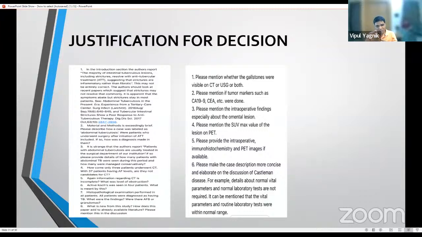In the other one, you can see the reviewer has raised some concerns: to provide the PET image, to provide better image quality, to provide the immunohistochemistry slide, and the editor has given the decision that the article can be accepted but only after major revision. So these are the justifications given by the Australian and New Zealand Journal of Surgery. These two are my articles only.